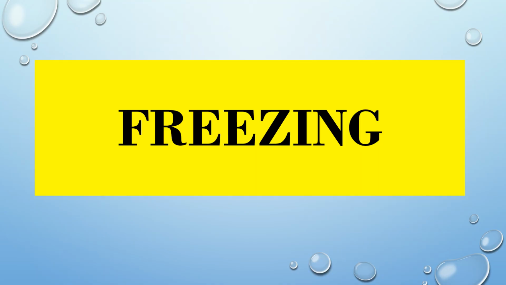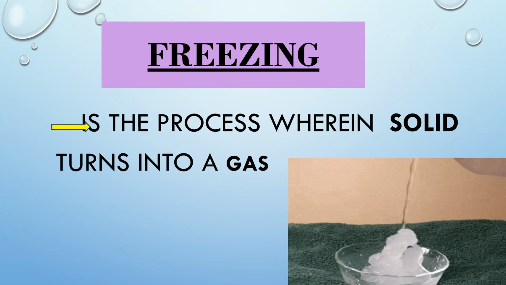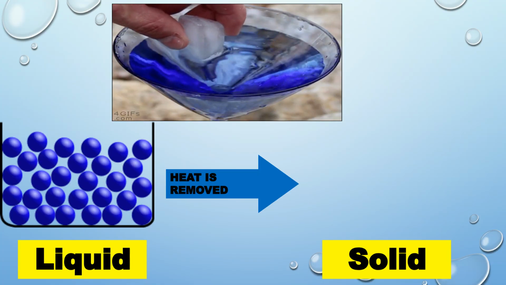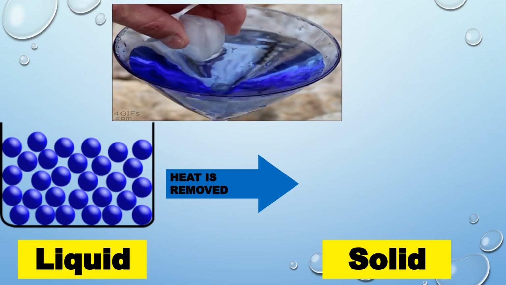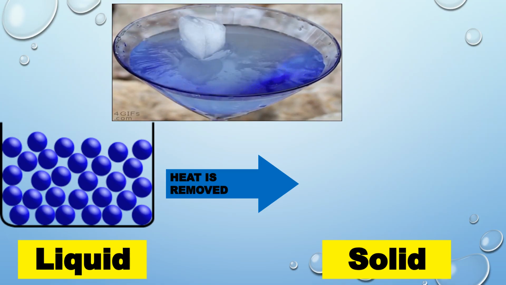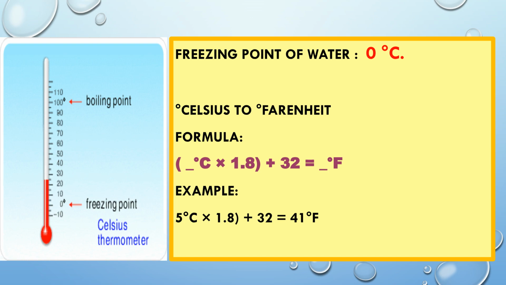Now, let's explore freezing. Freezing is the process where a liquid turns into a solid. When heat is removed, the particles in a liquid lose energy, move closer together, and arrange themselves into a fixed, solid structure. The freezing point of water is 0 degrees Celsius. To convert Celsius to Fahrenheit, use the formula: degrees Celsius times 1.8 plus 32 equals degrees Fahrenheit. For example, 5 degrees Celsius is 41 degrees Fahrenheit.